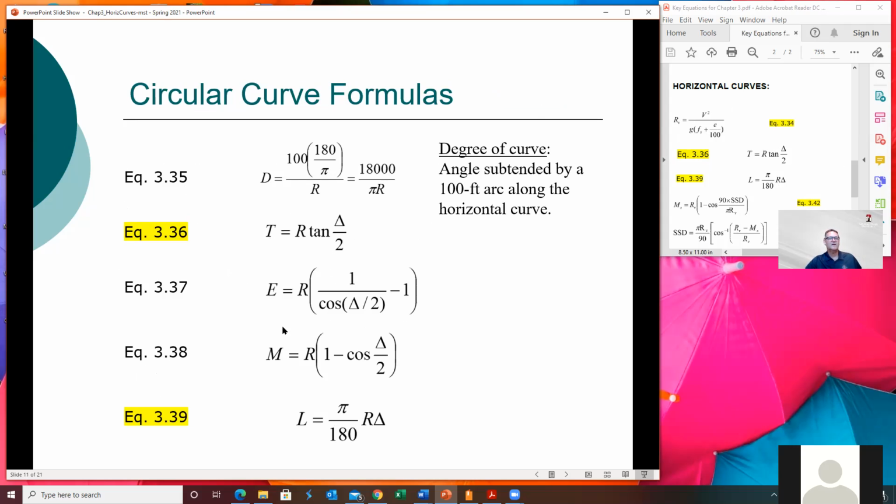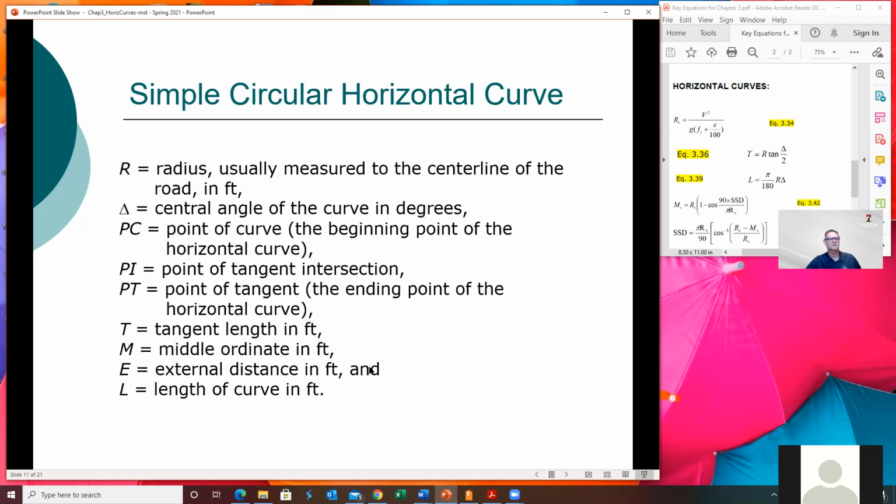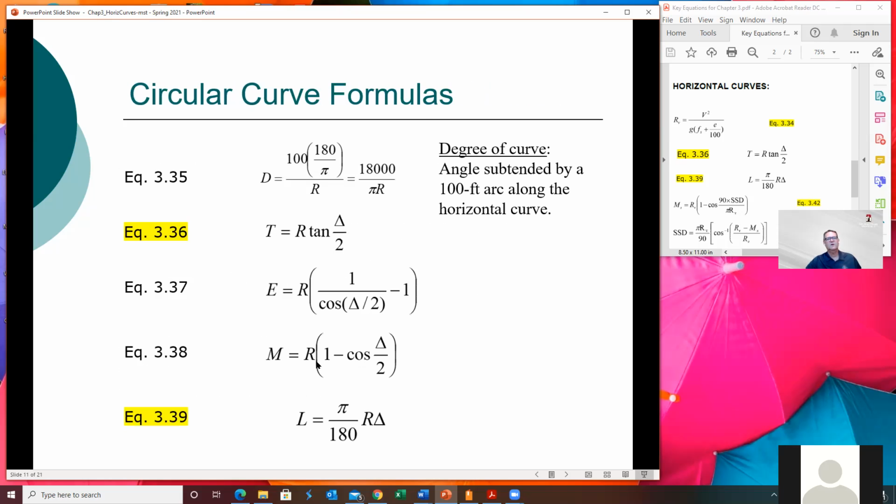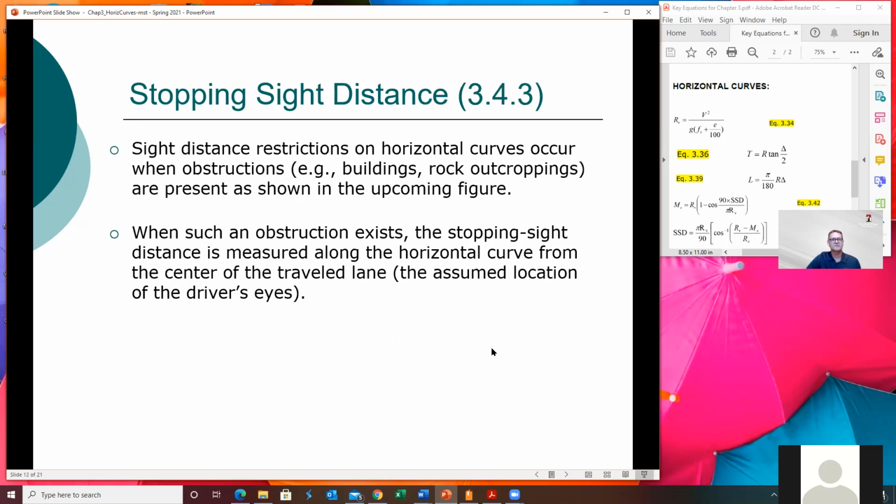We do make a modification of this middle ordinate. I think they call it the middle ordinate. Yeah, the middle ordinate here. We have a modification of this equation that we use for stopping sight distance, which we'll get to in a moment. But these are the two most important ones for solving the problems that we'll be working with in this class.